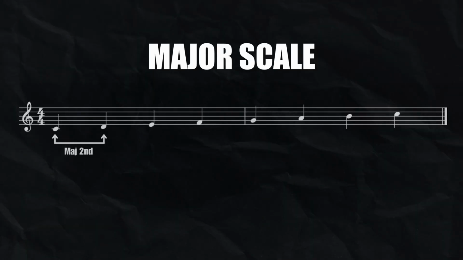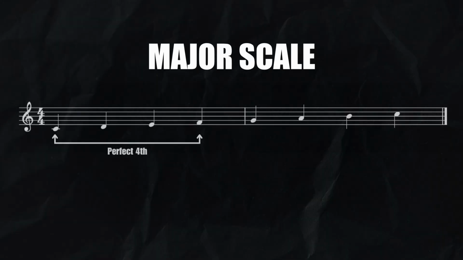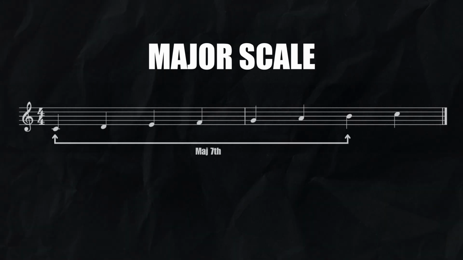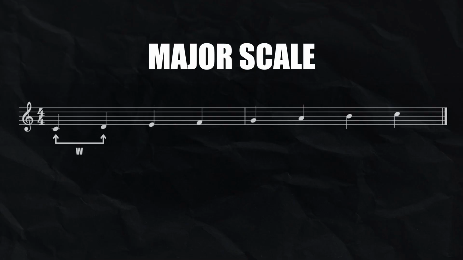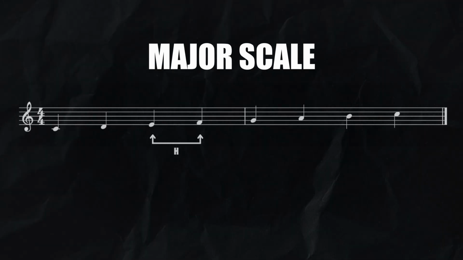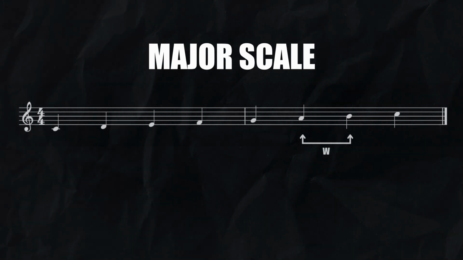If we looked at it from intervals from the root, we would get a major second, a major third, a perfect fourth, a perfect fifth, a major sixth, a major seventh, and an octave. If we looked at it as a series of half and whole steps, then we would get whole step, whole step, half step, whole step, whole step, whole step, half step.